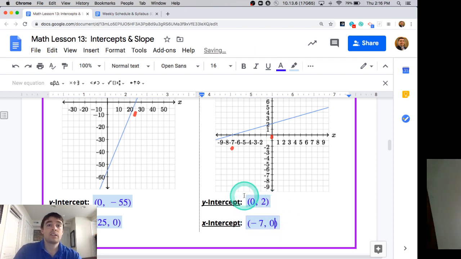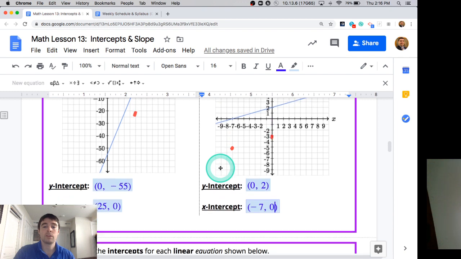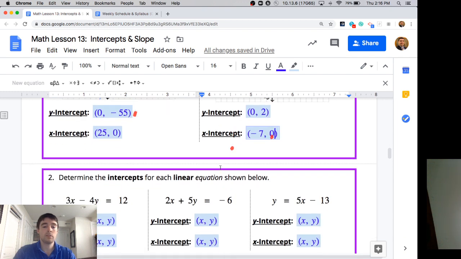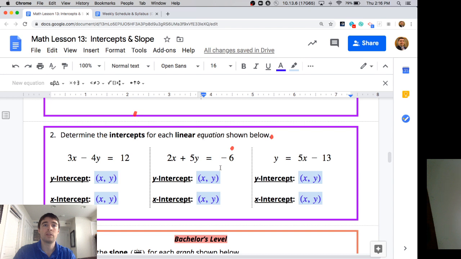Alright, so that's x-intercepts, y-intercepts. That's the third assignment you're going to see on Khan Academy this week, which asks can you find those intercepts on a graph. So assignment 3 for Khan Academy. Hopefully that makes sense and you're ready to do that if it's not complete already.